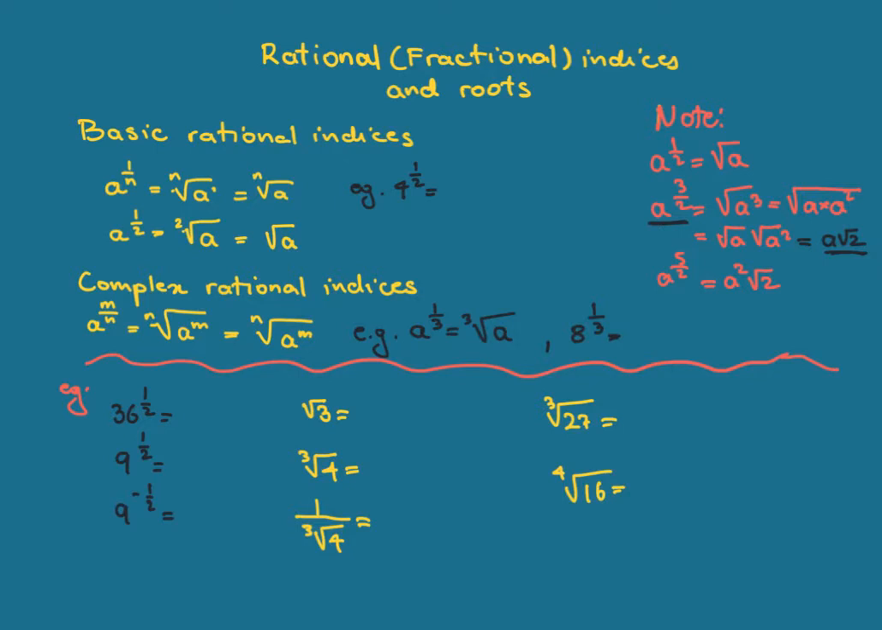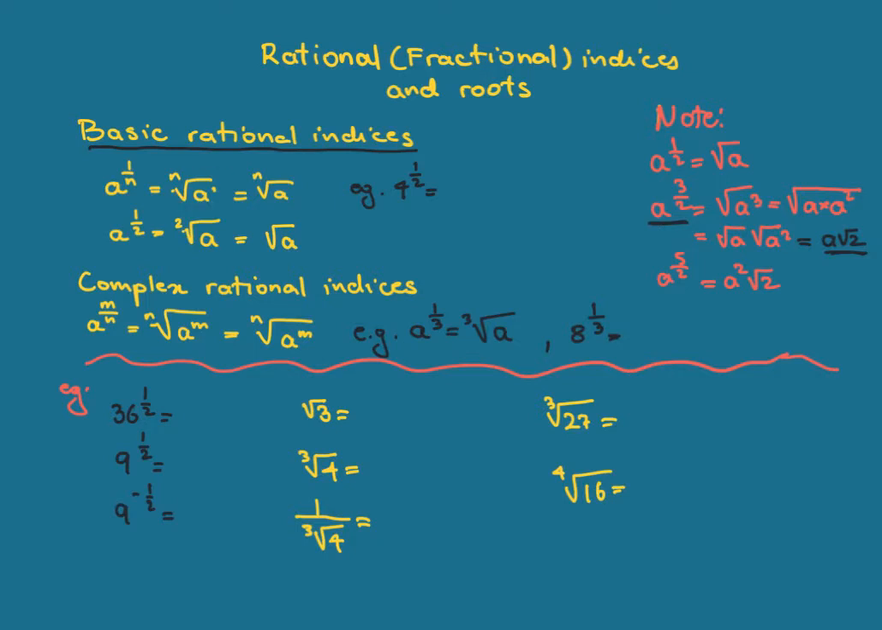Today I'm going to go through rational indices and roots. First I'm going to start with some basic rational indices and rules. The first one we have is a to the power of 1 over n, which is equal to the nth root of a.